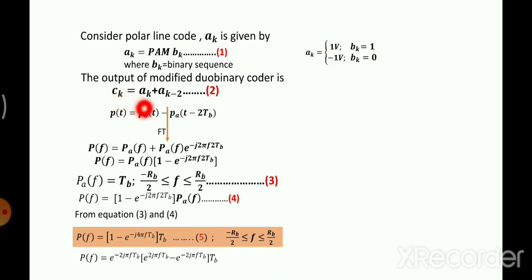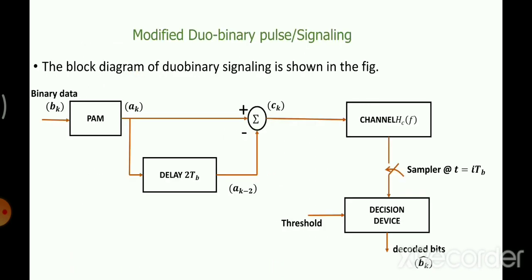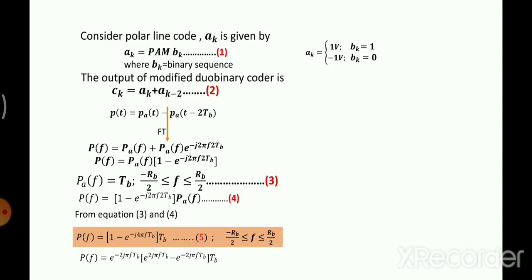CK is AK minus AK minus 2. Okay, it has to be minus. There's a typo error, please correct it. It has to be minus. You can see here AK minus AK minus 2. Alright, so I have written here the next step, it is a minus. AK corresponds to the pulse p_a(t), AK minus 2 corresponds to the pulse p_a(t minus 2TB), and CK corresponds to the pulse p(t).